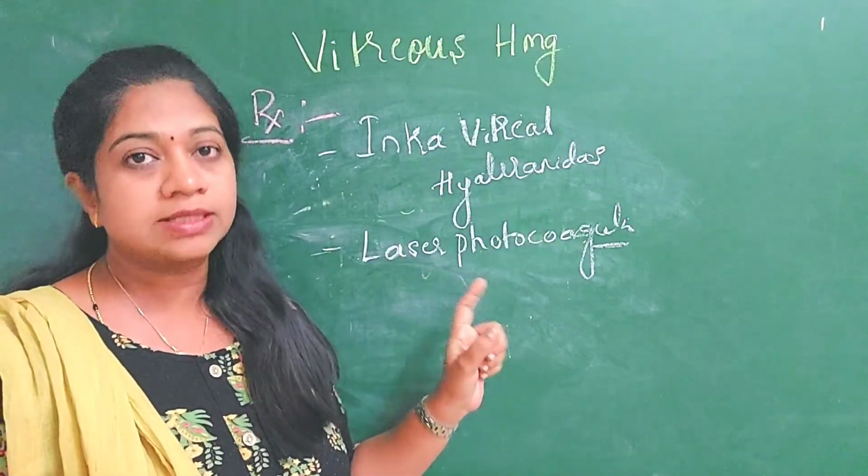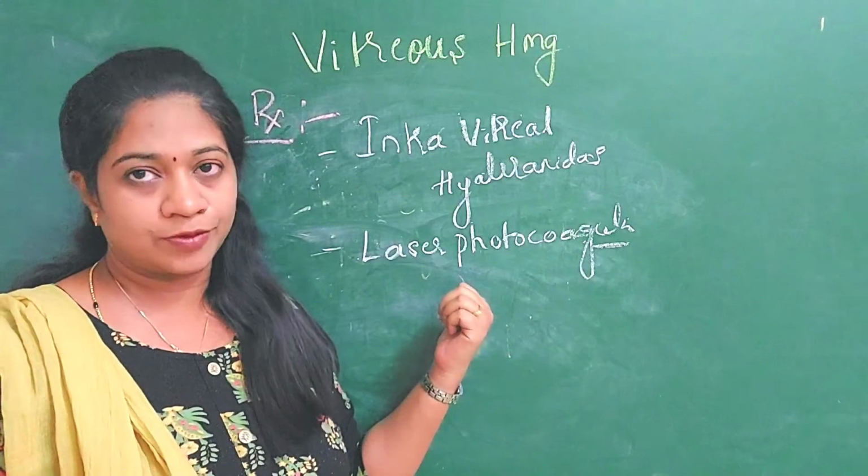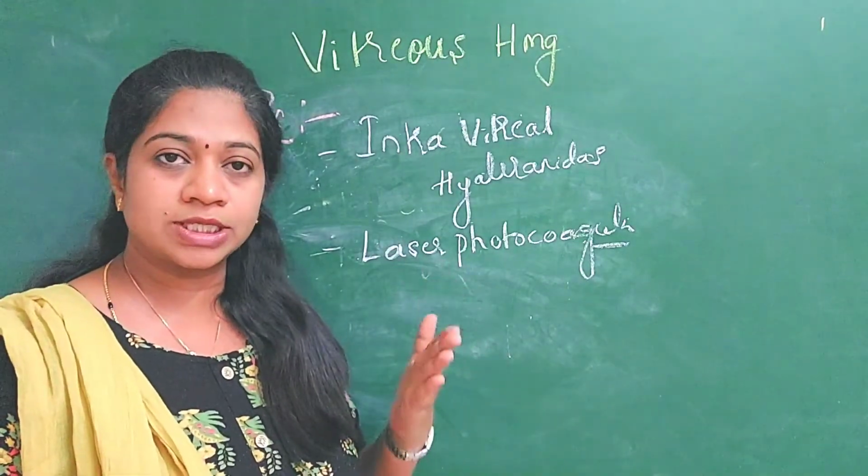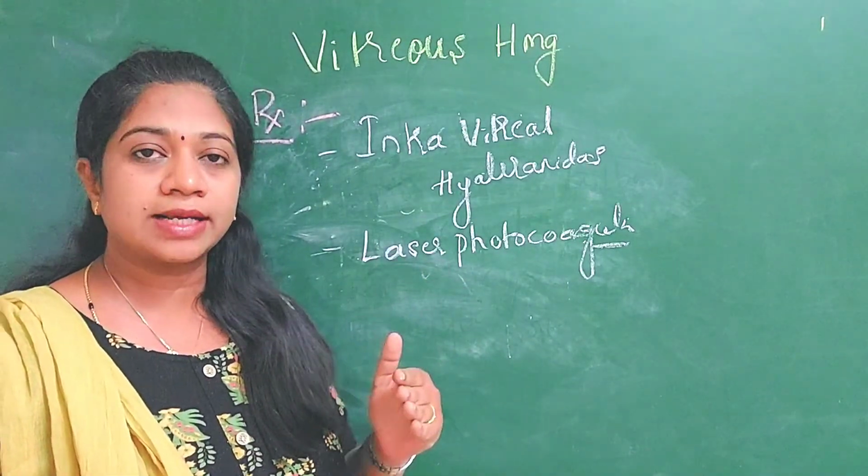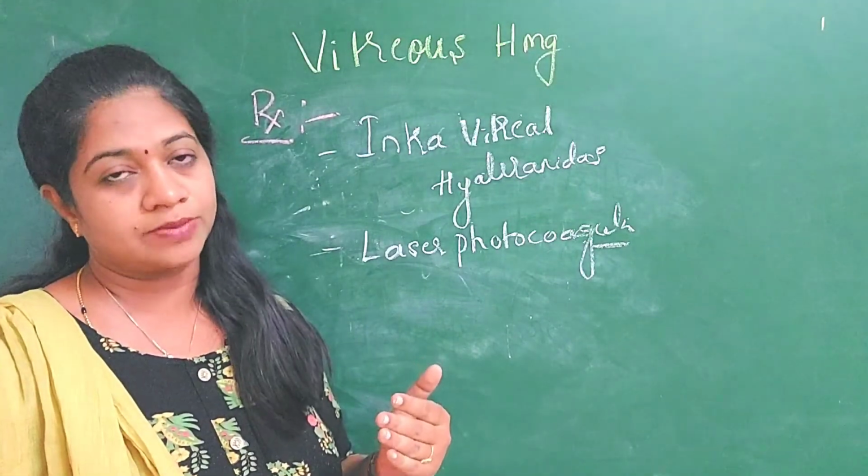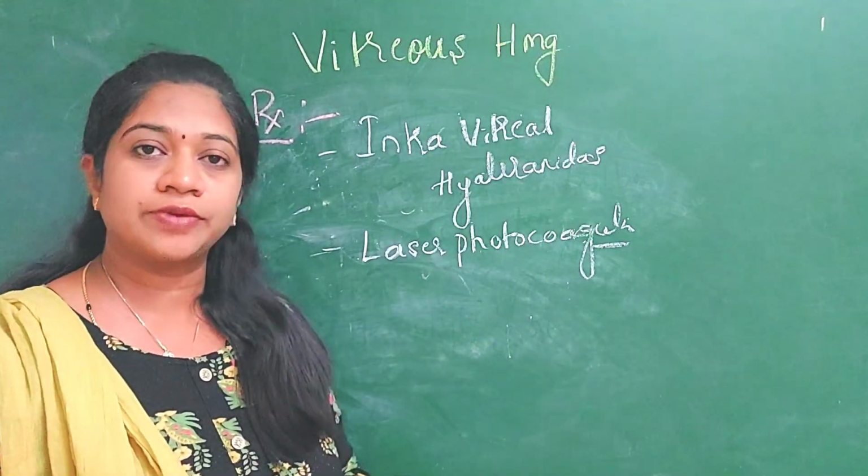If there are new vessels in the retina, you should treat with laser photocoagulation. Once the vitreous hemorrhage clears, treat the underlying cause so that there is no further vitreous hemorrhage. So these are the treatment modalities for vitreous hemorrhage.